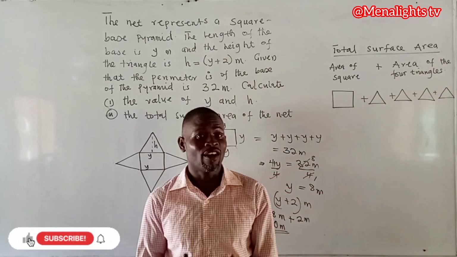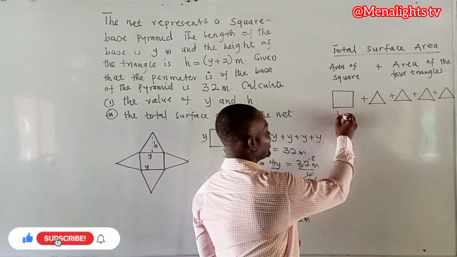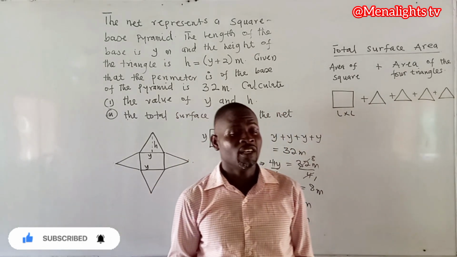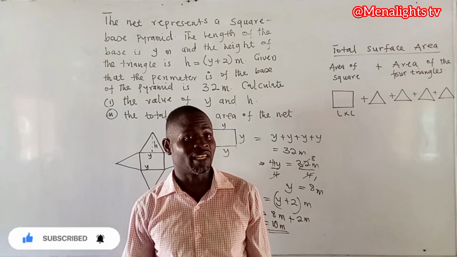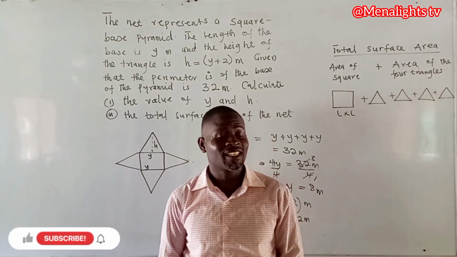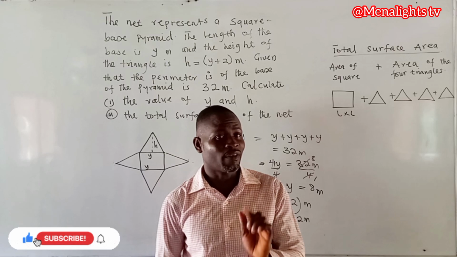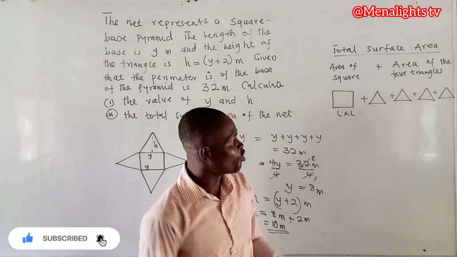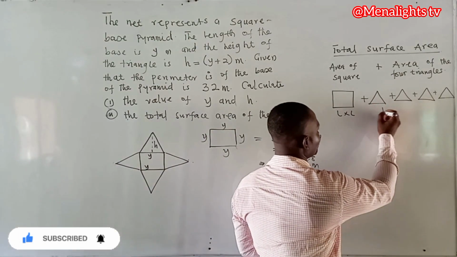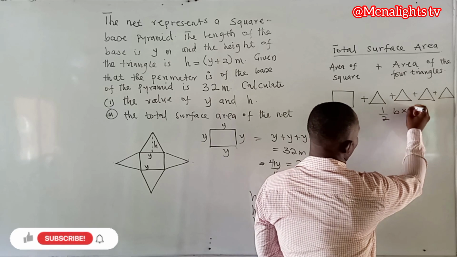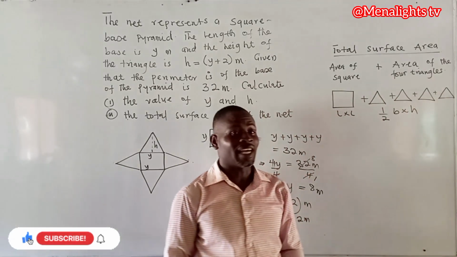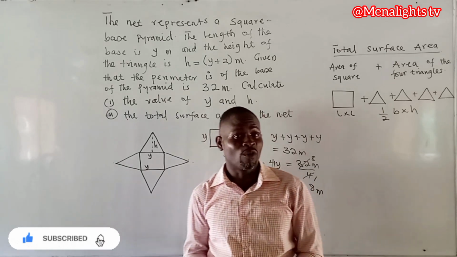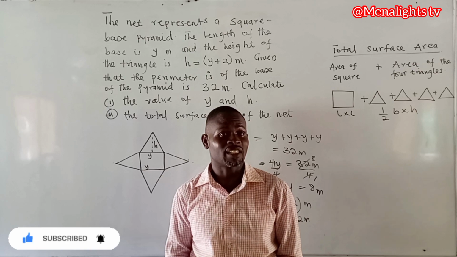To find the area of a square, we use the formula length times length. To find the area of a triangle, we use the formula half the base times the height, or the base times the height divided by 2. Since all the triangles are the same, we will calculate for 1 and then multiply it by 4, since the triangles are 4.